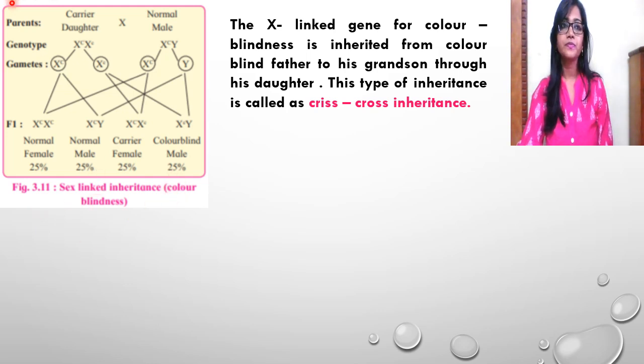Okay, so from this example, it is very much clear that the X-linked recessive gene for color blindness is inherited from the colorblind father to his grandson through his daughter. Okay, this type of inheritance is called crisscross inheritance. So the question can be asked using this term, that is, what is crisscross inheritance, or explain color blindness with crisscross inheritance.